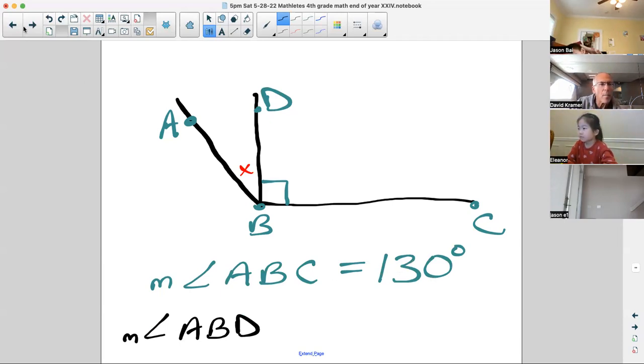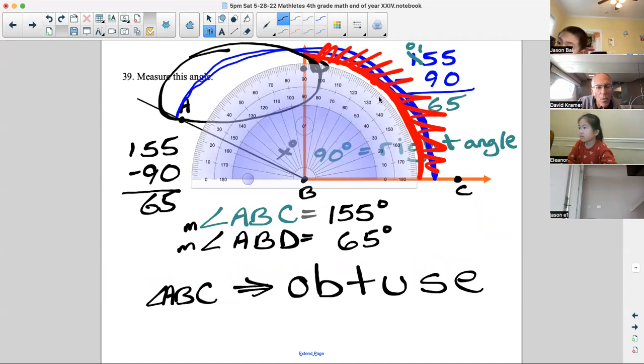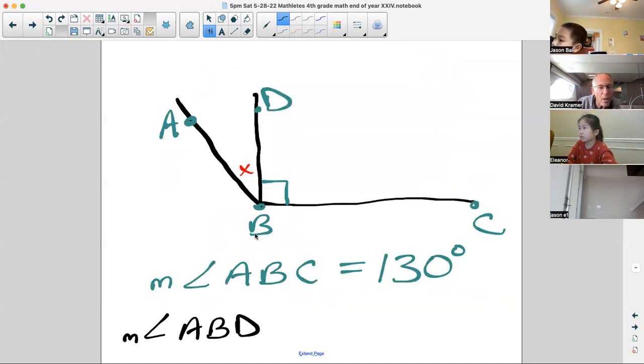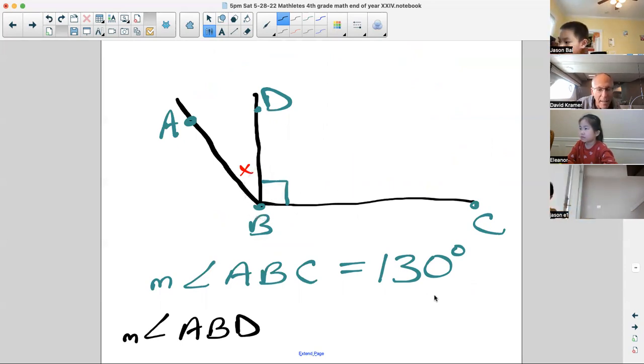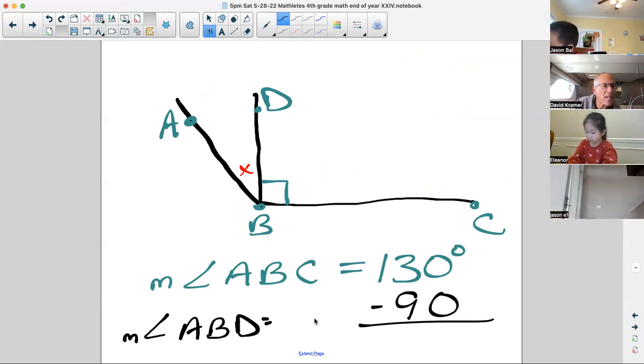Remember what we did last time? We took the whole angle, 155, and we subtracted the right angle, 90 degrees. So what do you think we should do here? Subtract the 90-degree angle. This is a 90-degree right angle, and all we have to do is subtract it from 130. Can you do that, Eleanor? Go ahead, Jason B, you do it as well. And Eleanor is going to tell us the answer.